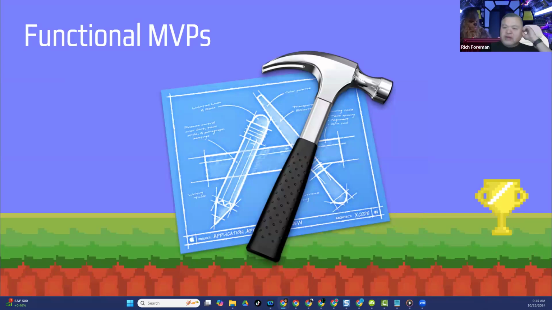And finally, the final method is actually creating a functional MVP. And I'm going to talk more about this in the next section.